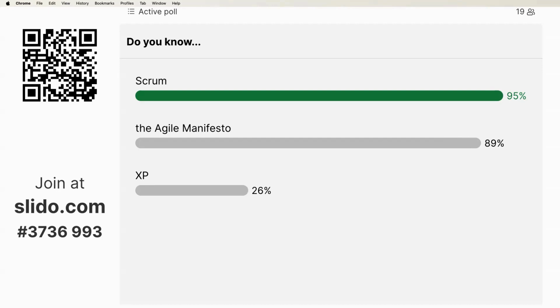Some, or also most of you, but not as many as know Scrum, know the Agile Manifesto. And as I said, most of you already quoted it in my first question. And only a third of you know XP. And when I'm talking about XP, I'm not talking about Windows XP, but about extreme programming. And this is what I want to dive into now.